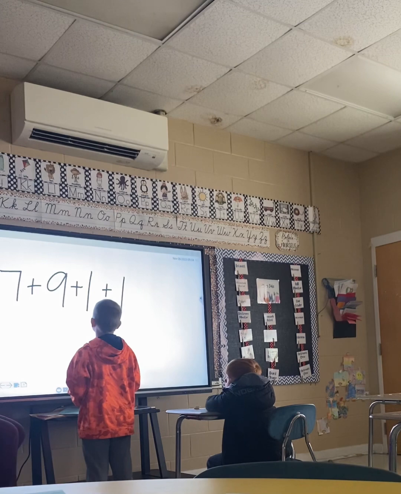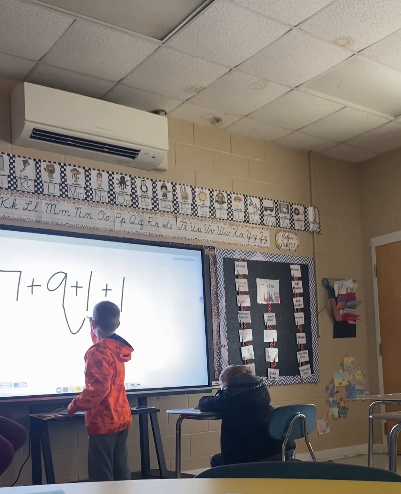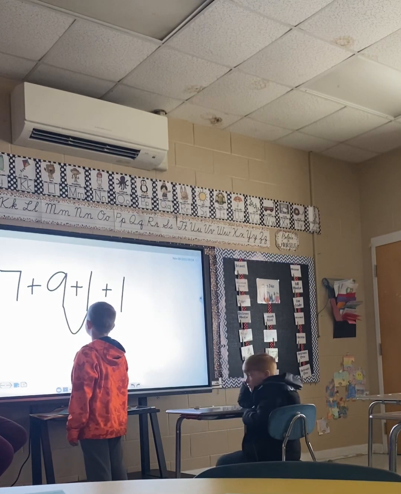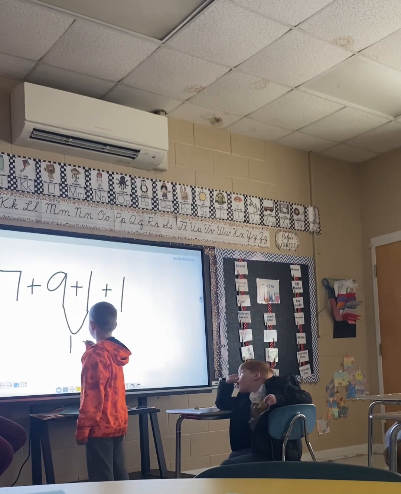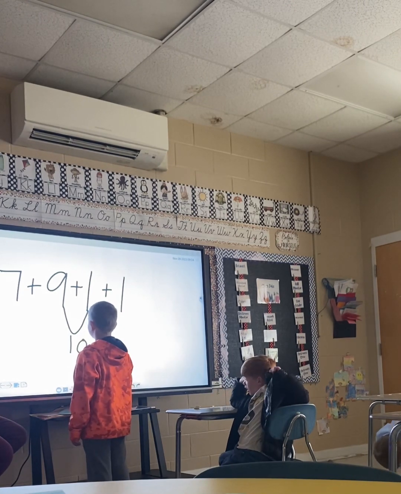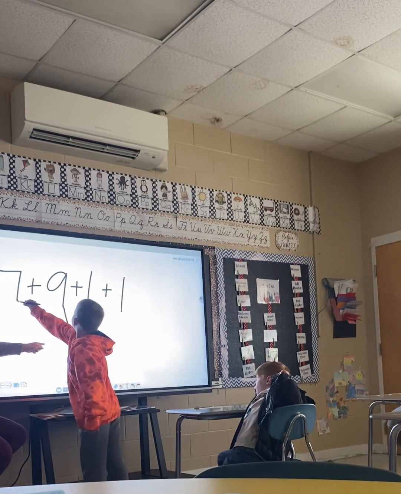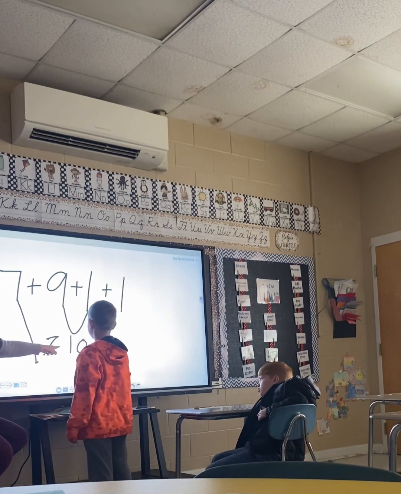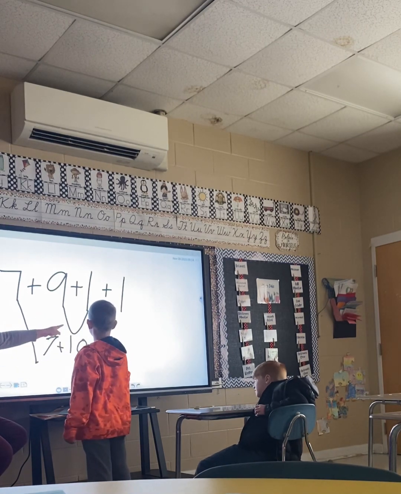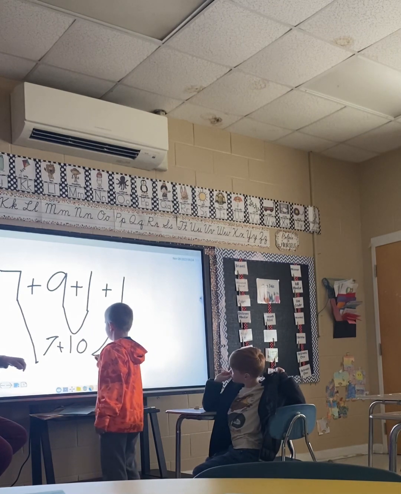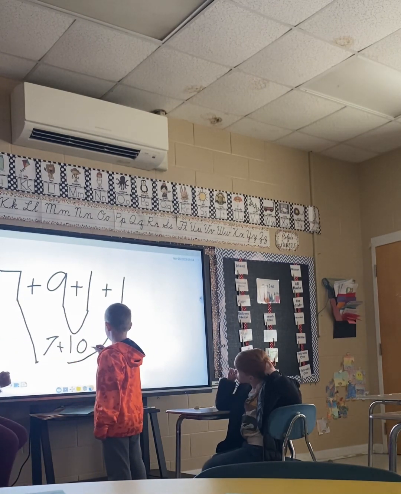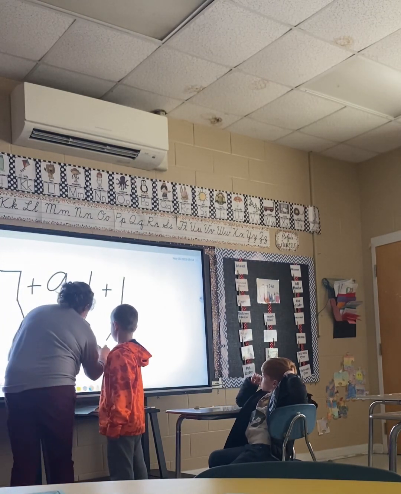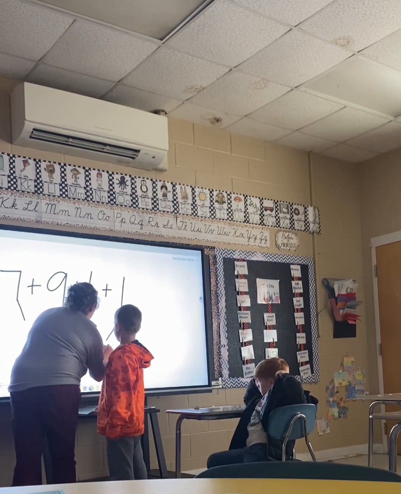I see two different strategies you can use. What's one? 9 plus 1 makes 10, so write your 10. Now what do you have to do? Bring down your 7. Look, you got a double. We're going to add the double. Now bring down your 1. Plus 1. Look, right here, I can add the double.